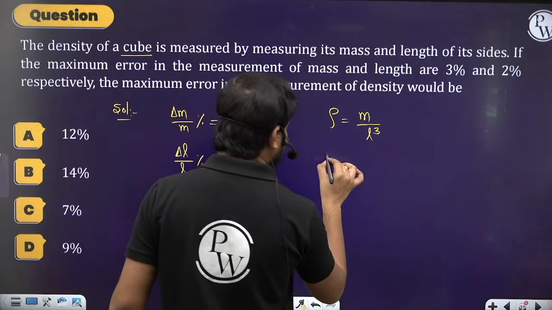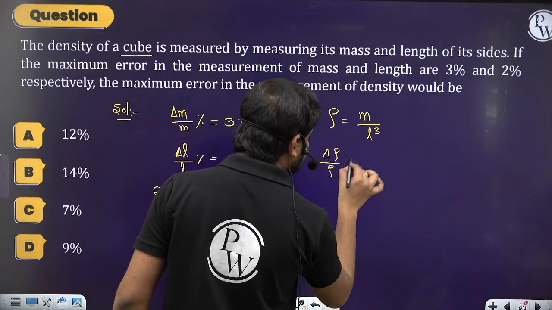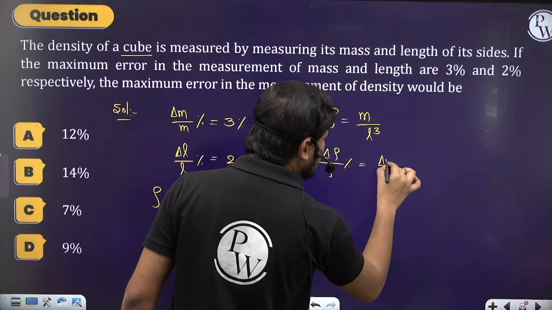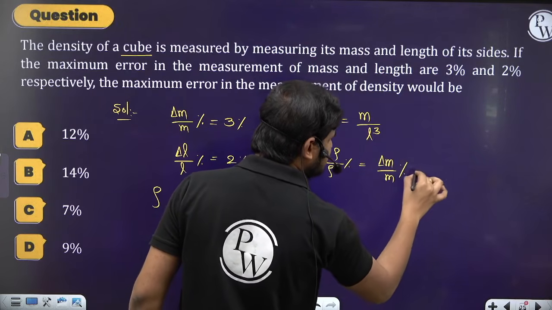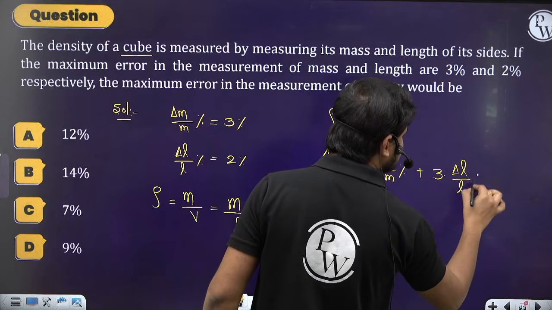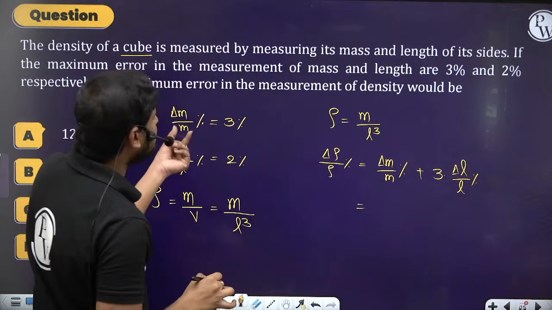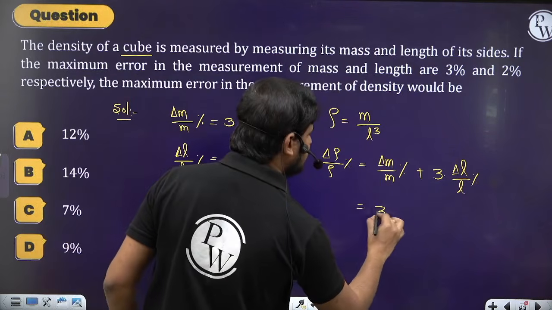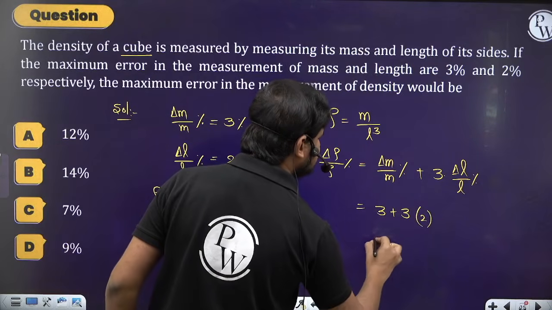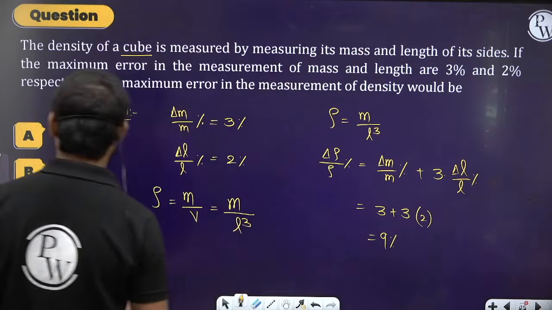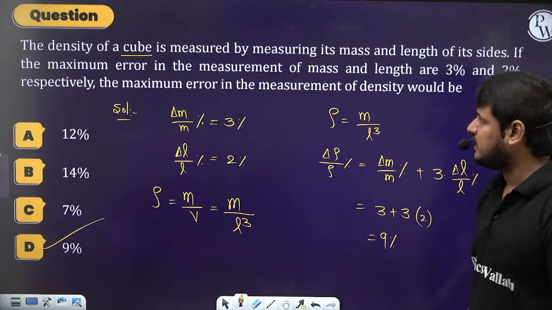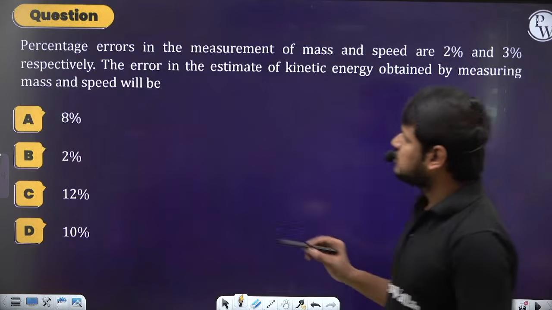So the percentage error in the density we required, delta rho by rho percentage, is equal to m to the power 1, which is delta m by m percentage, plus L, so 3 into delta L by L percentage. In the question they gave delta m by m percentage as 3, plus delta L by L as 2, so 3 into 2 is 6, plus 3, 9%. So the correct option is option D. Clear? Next question.